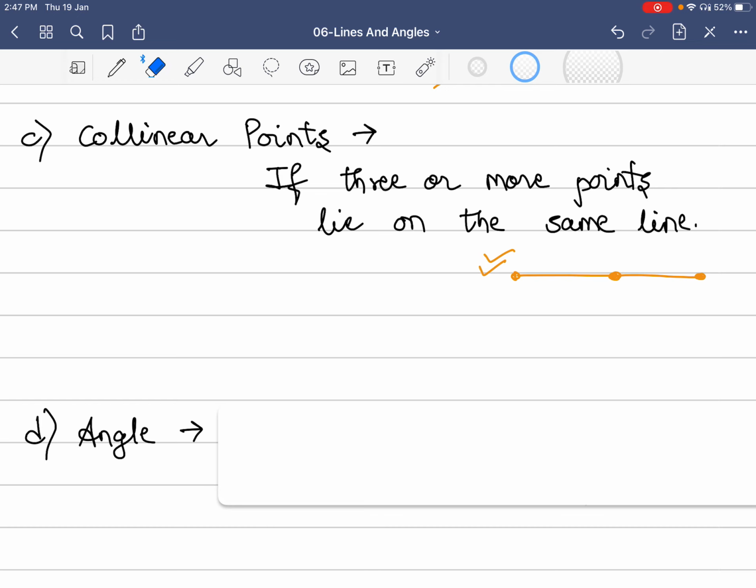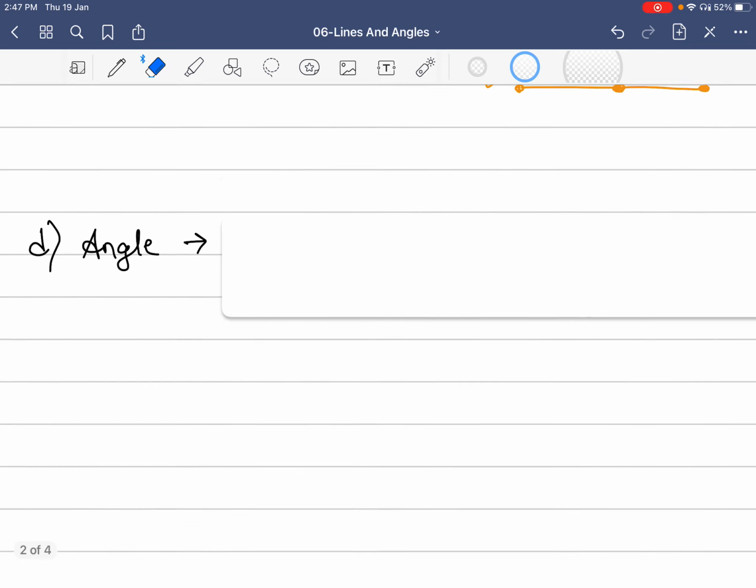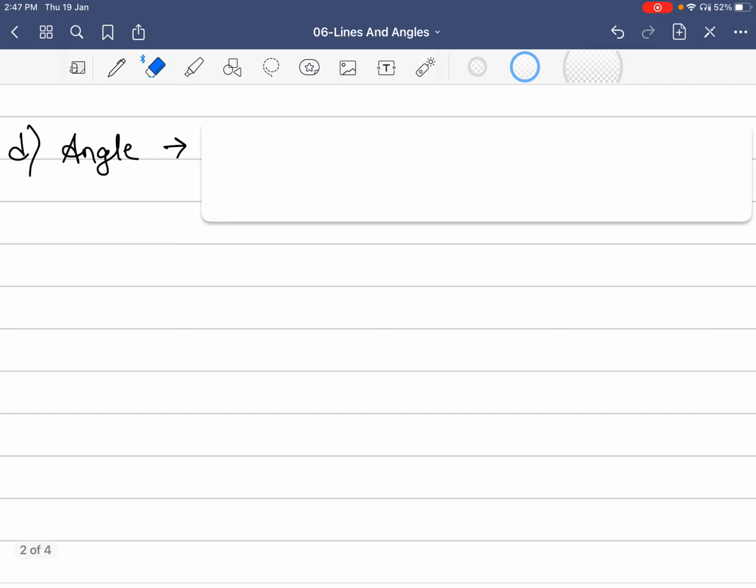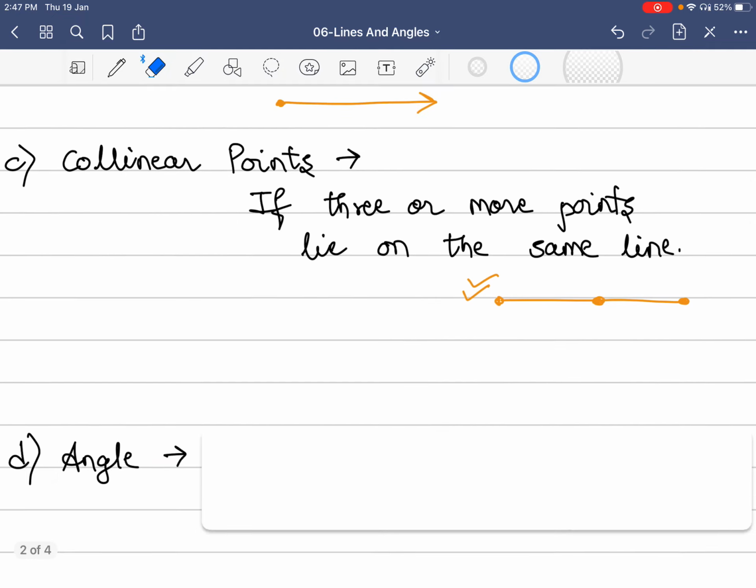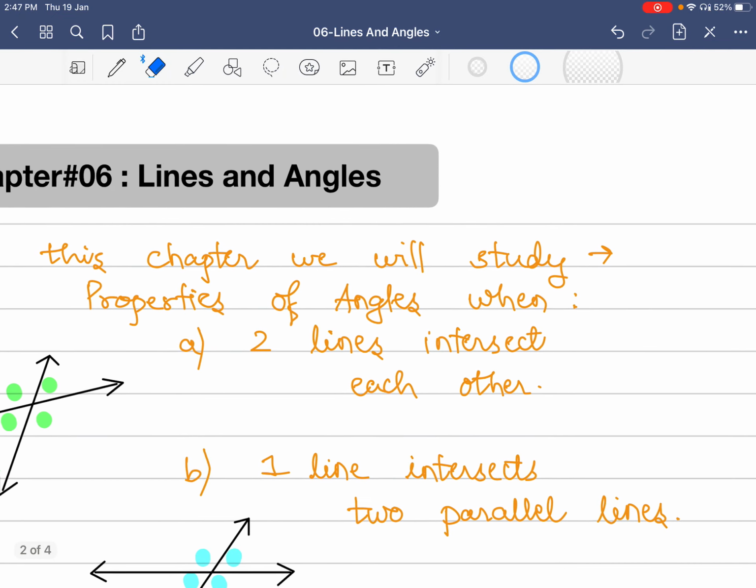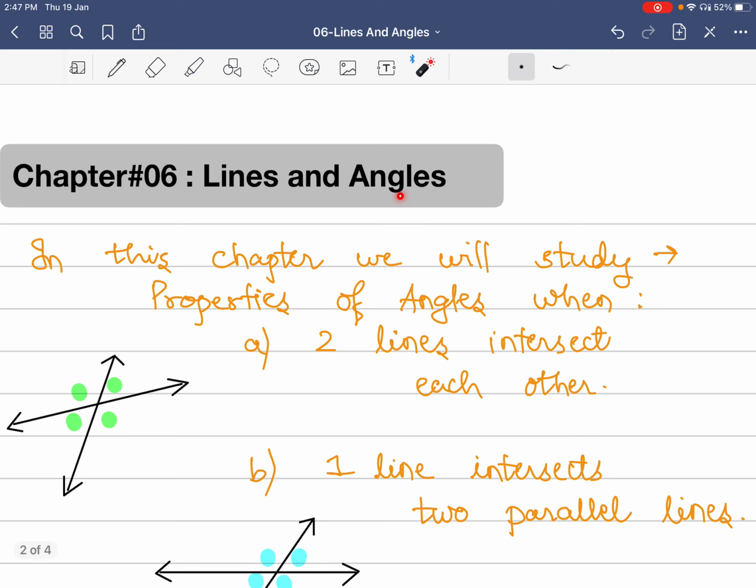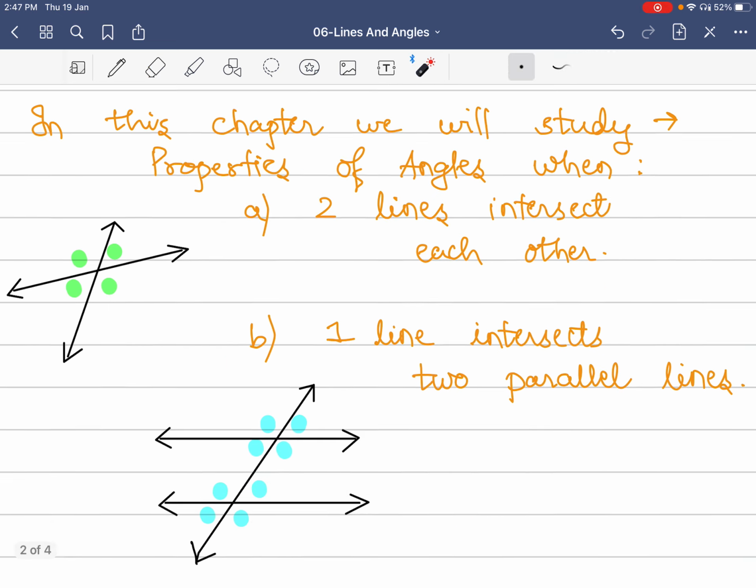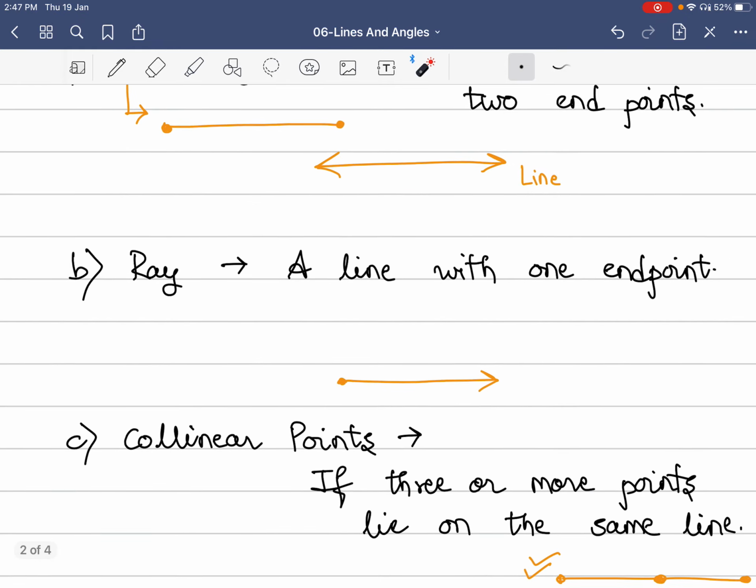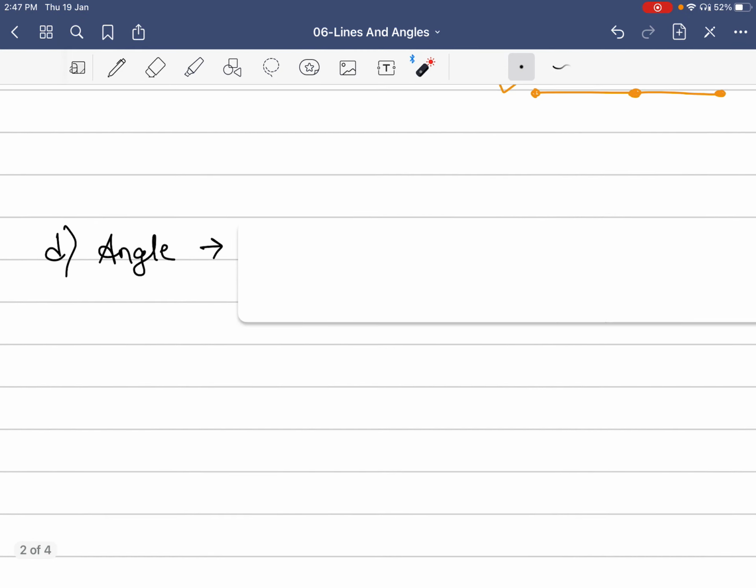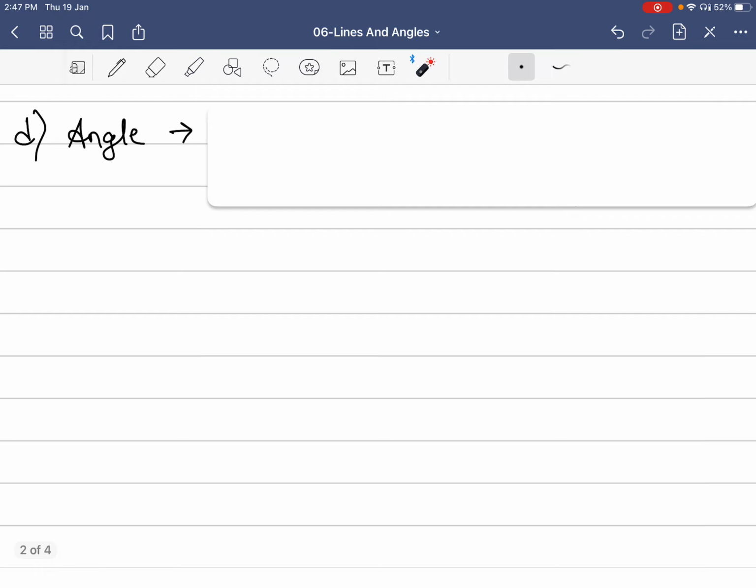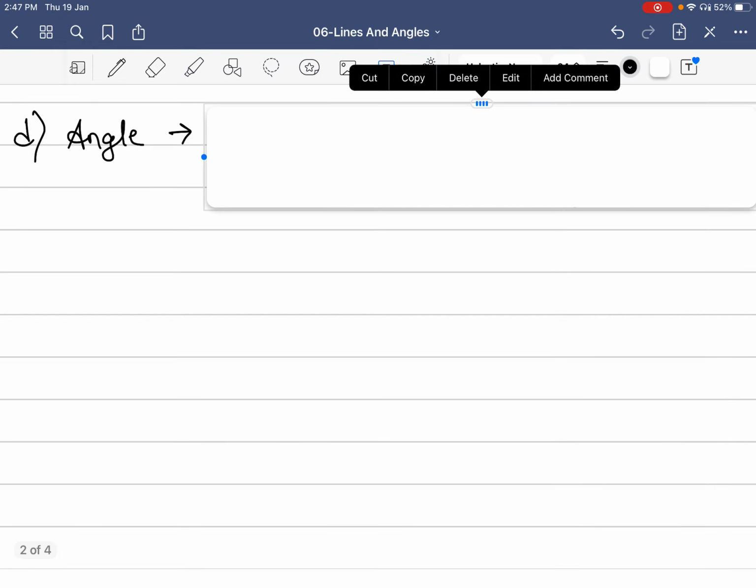Let's remove this. Now going ahead, we have to see the definition of angle. What is an angle? Because remember the chapter name is lines and angles. So we saw different types of lines, line segment, ray, and collinear points. Now let's see what an angle consists of. So once again, let's remove this.